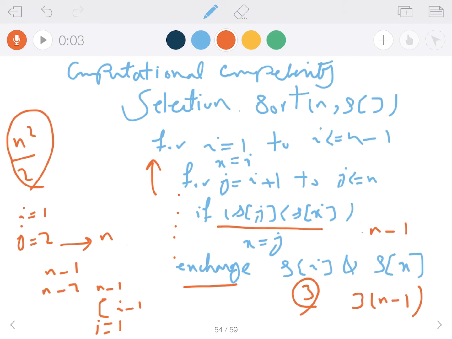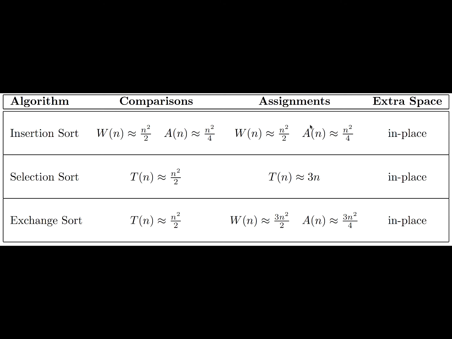Next, we're going to compare the selection sort, insertion sort, and exchange sort time complexities. This is the comparison of the algorithms that we talked about so far: insertion sort, selection sort, and exchange sort. As you see, all of them are in place, so they don't need extra space. That means the extra space complexity for all of them will be theta of 1. So they need a constant extra space, not something related to the number of items, or the input size n.